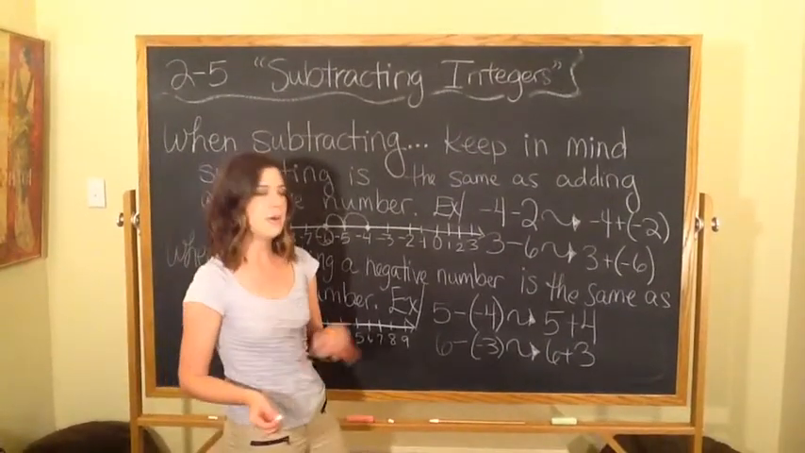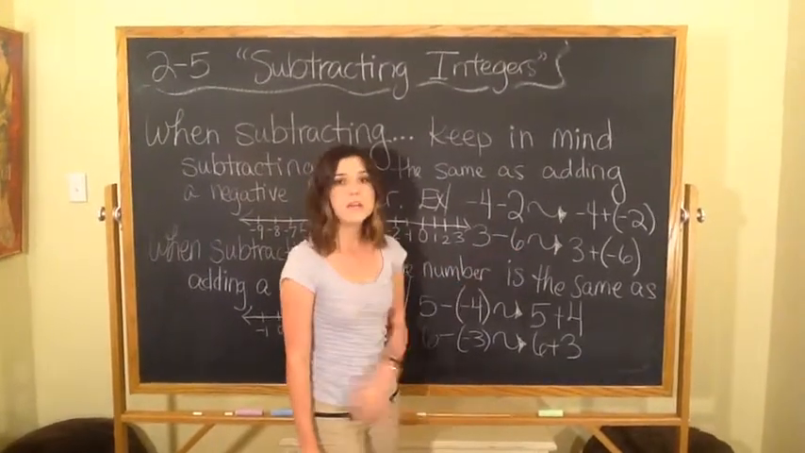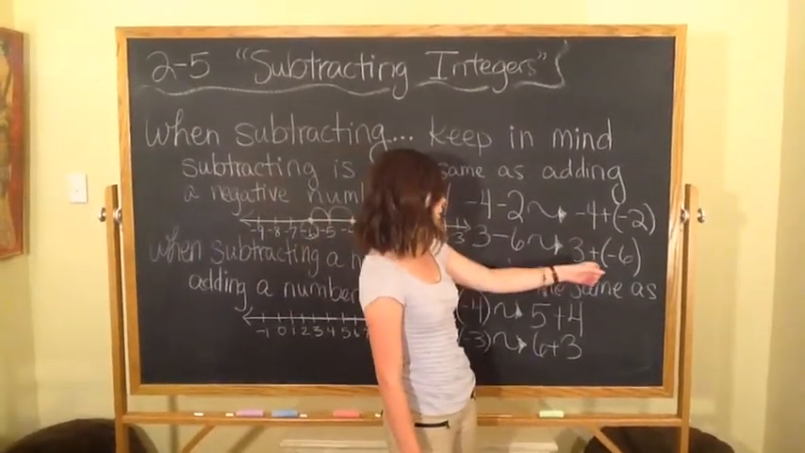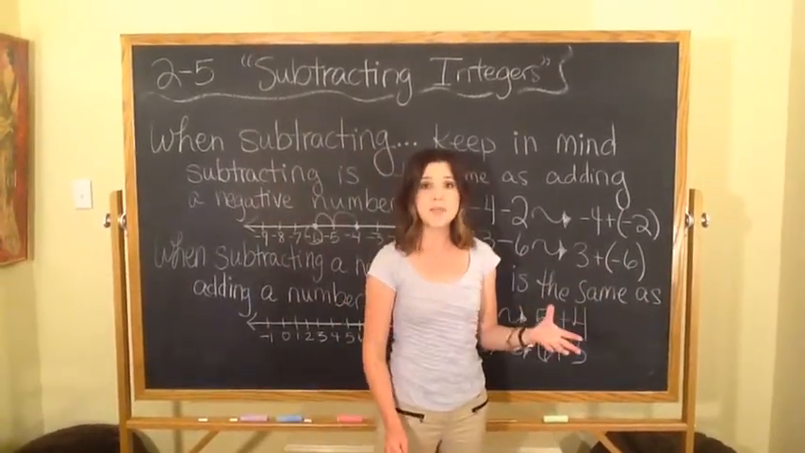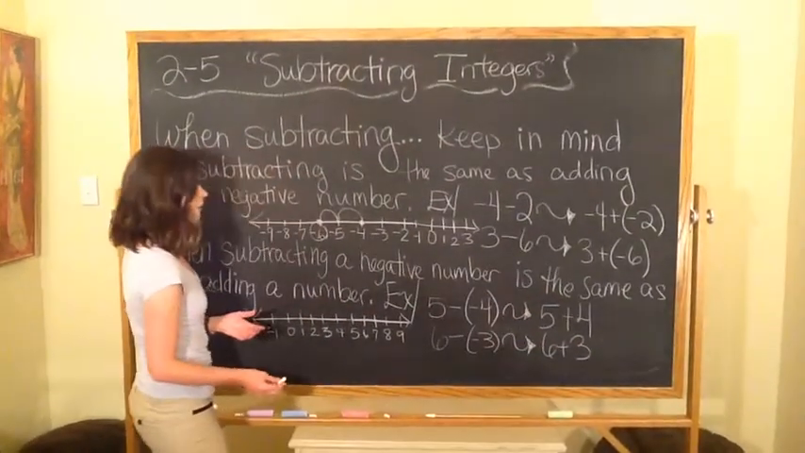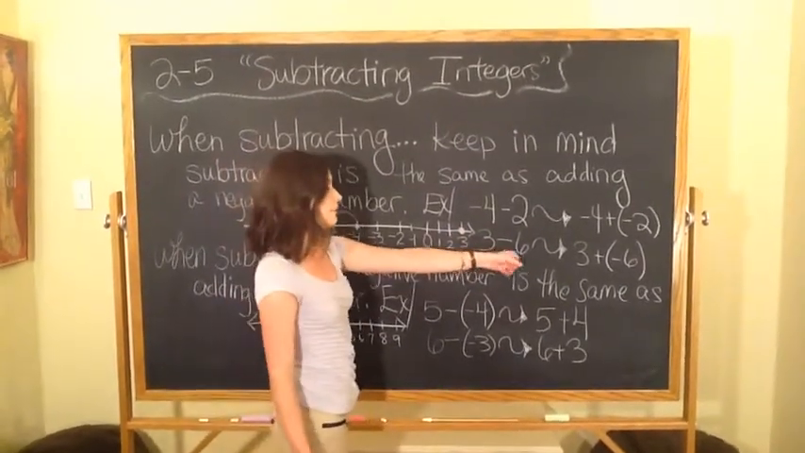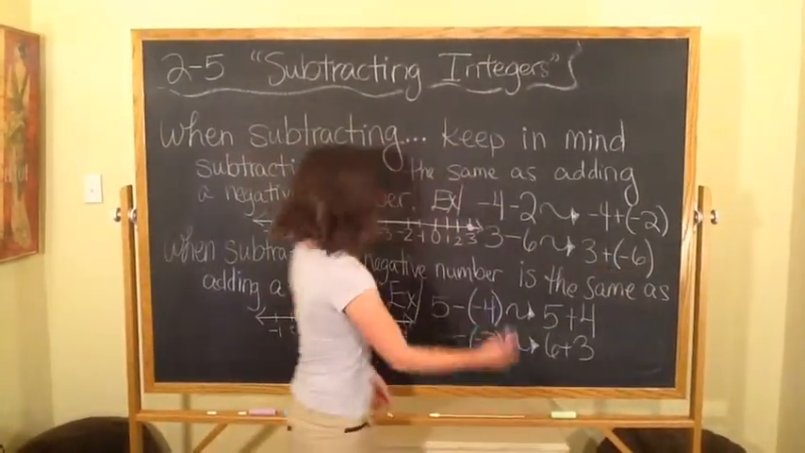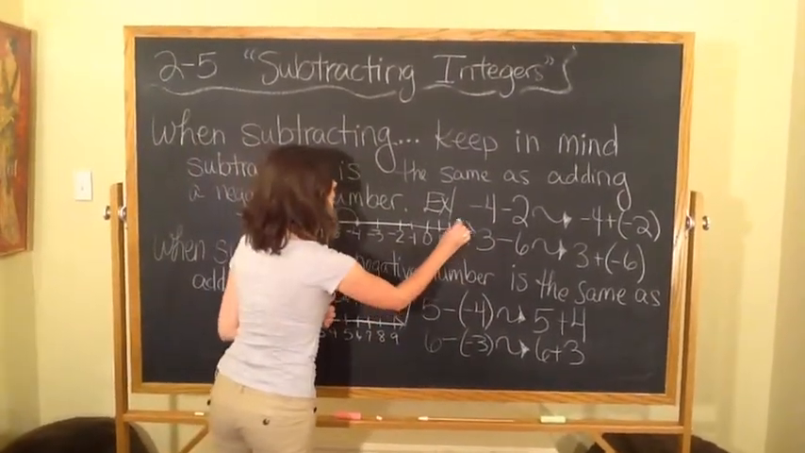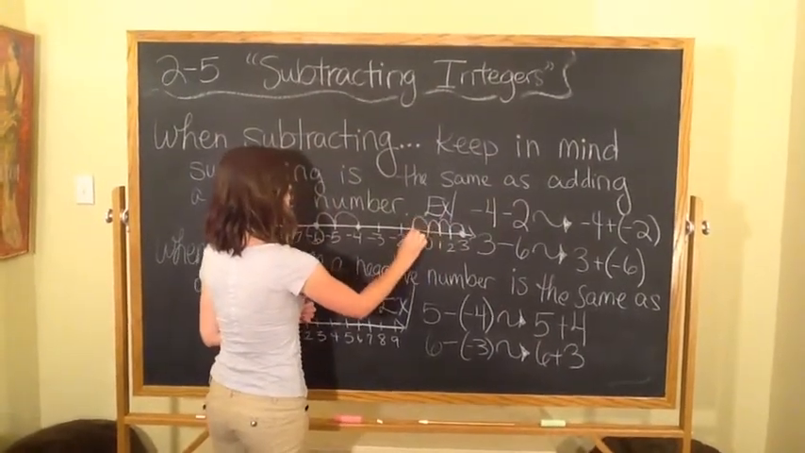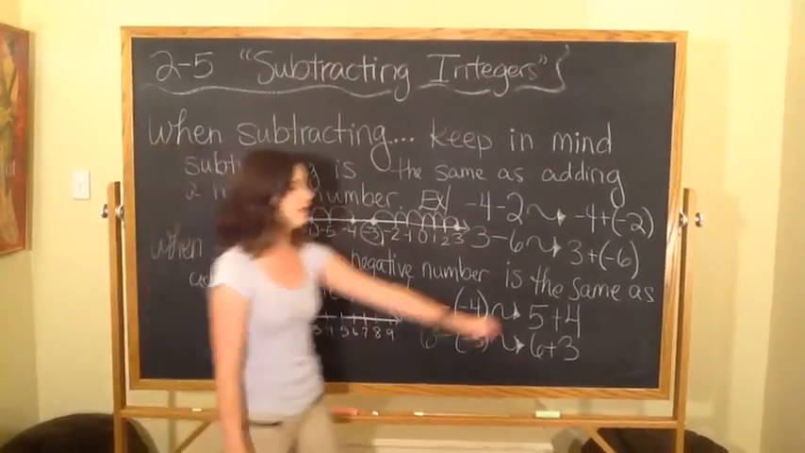Let's look at a different example with the same rule. If we have 3 minus 6, we could also say 3 plus -6. It's the same thing. On a number line, if we start at 3 and take 6 away, or add a -6, we go this direction, because anything negative goes to the left of the number line. We go over 1, 2, 3, 4, 5, 6, and we land on -3. That gives us our answer.